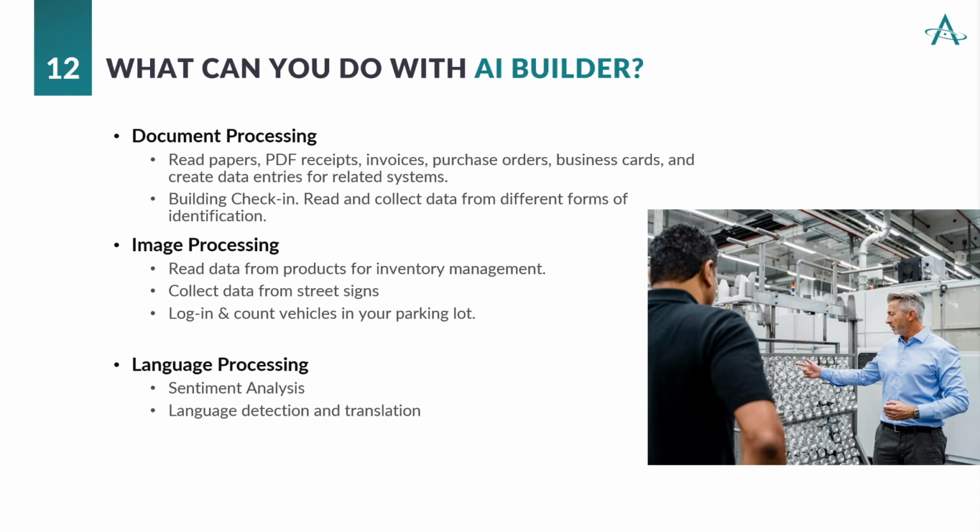Image processing, things like reading labels on products or boxes and then being able to enter the data automatically into an inventory system. Or collecting data from street signs. You could snap pictures as you're going down the street of information that you need and actually have it enter information into a log for you. Things like language processing, being able to look at a document, detect what language it is, and then be able to automatically translate that document. All examples of things that you can already do today with Microsoft AI Builder.